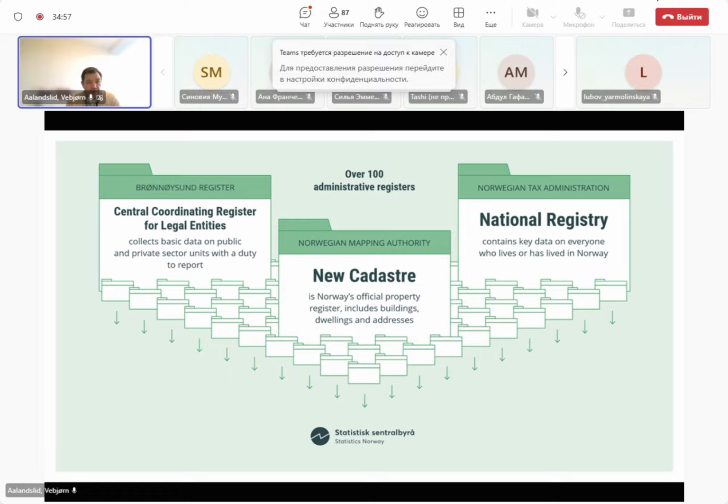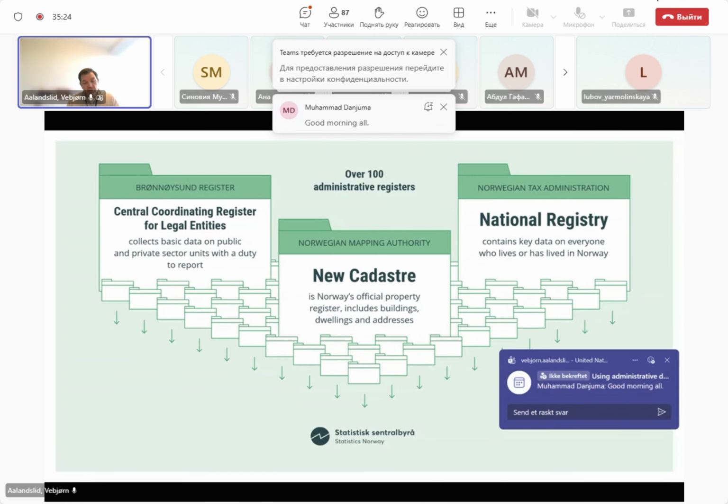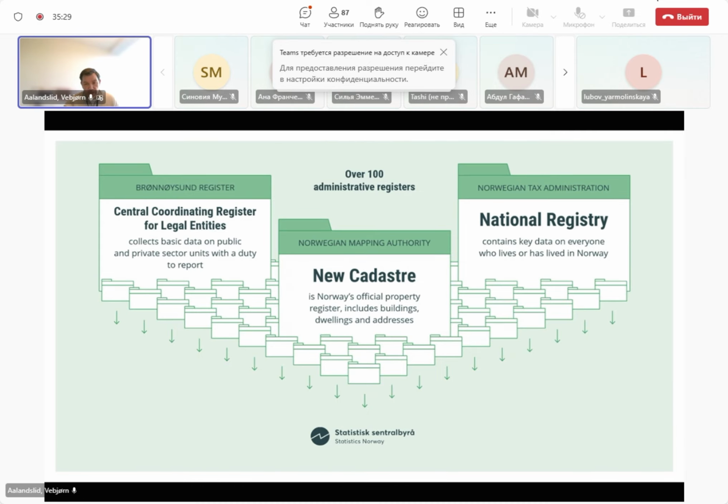In the middle, we have the address register, where all dwellings and addresses have a unique address number. And in the right-hand corner, we have the National Population Register, which contains data on everyone who lives or has lived in Norway, and where all residents of Norway have been given a unique ID number. Then this is the starting point.